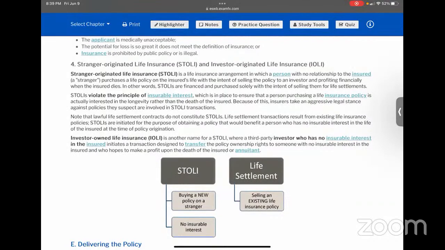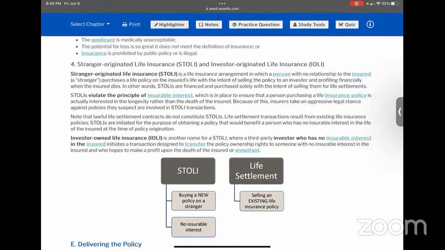So stranger-oriented life insurance, STOLI, is a life insurance arrangement in which a person with no relationship to the insured, a stranger, purchases a life policy on the insured's life with the intent of selling the policy to an investor and profiting financially when the insured dies. In other words, STOLIs are financed and purchased solely with the intent of selling them for life settlements. Right, that's what you was just talking about, getting insurance on the neighbor.